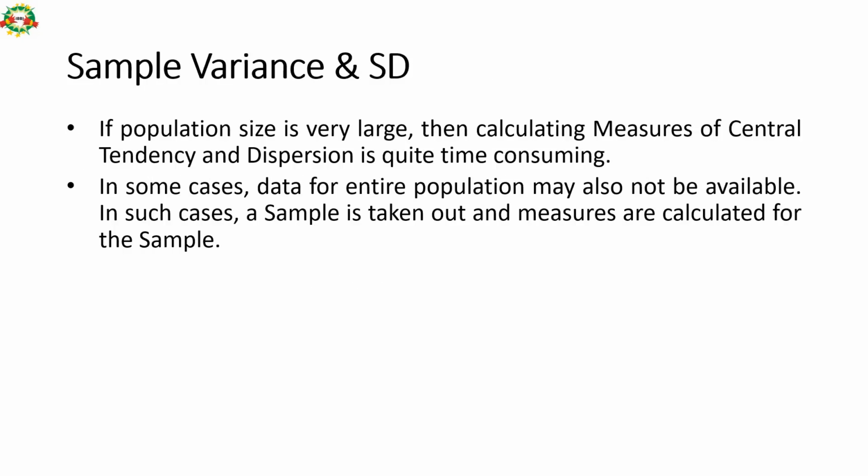Sample variance and standard deviation. If the population size is very large, then calculating measures of central tendency and dispersion is quite time consuming. In some cases, data for the entire population may also not be available. In such cases, a sample is taken out and measures are calculated for the sample.